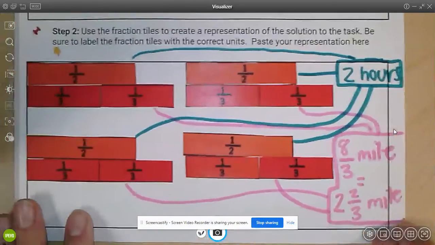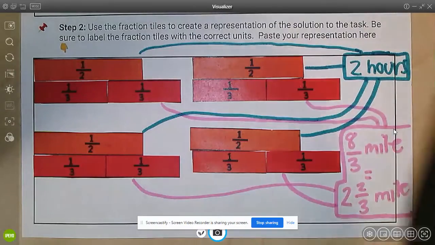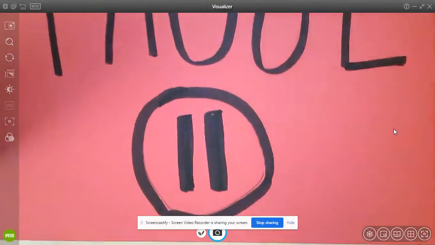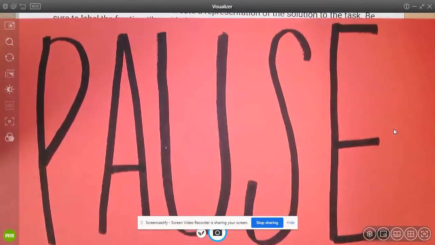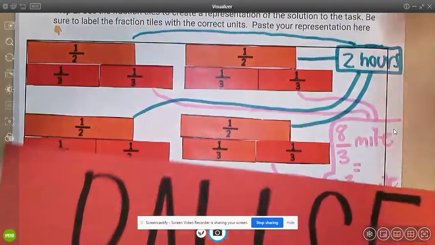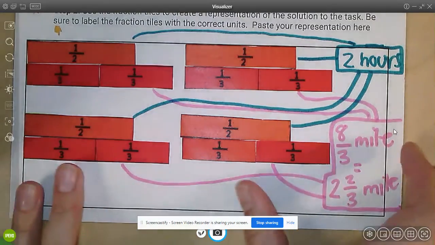Everybody take a moment to build and label your solution. If you would like me to check it before you paste it down, that would be an excellent idea. But everybody at this time, you are going to pause. Okay. Now, once you've done that, flip to the back.